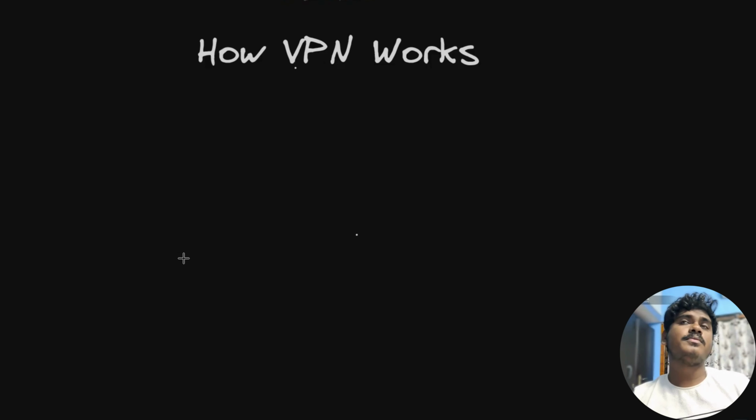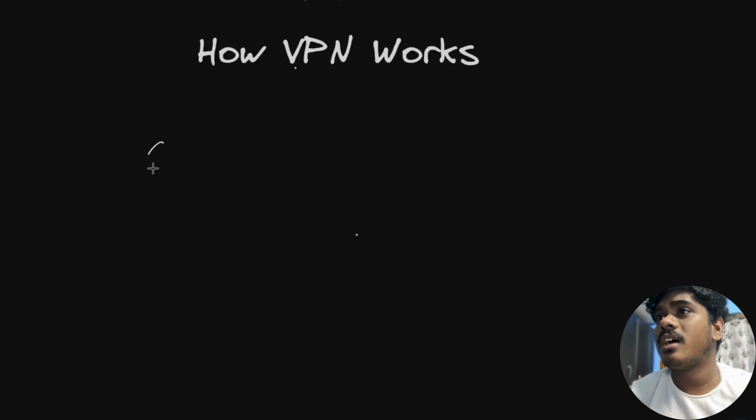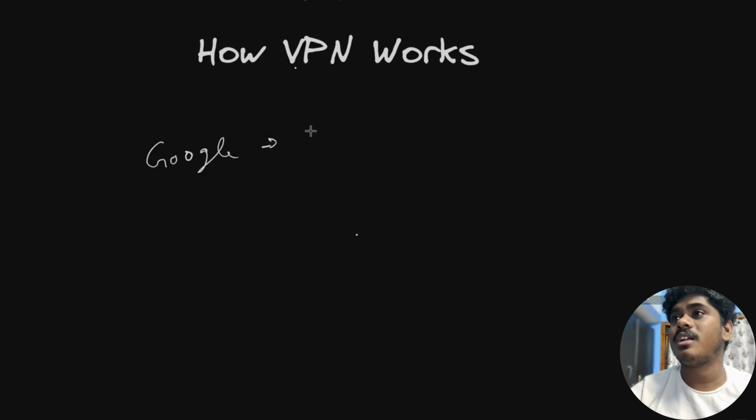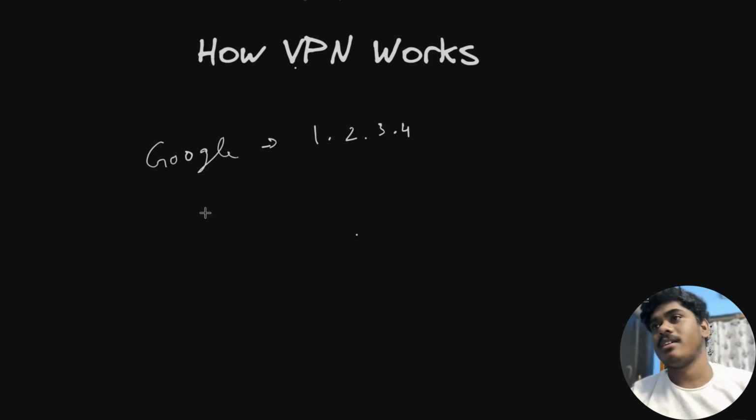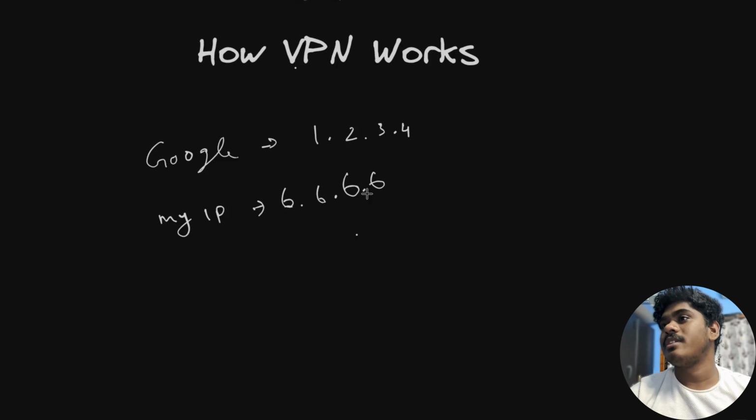All right, so let's think like this. If you're going to connect to Google, Google has its own IP address, right? I can put a simple one, like 1.2.3.4. And let's assume my source IP is 6.6.6.6. This is really your public router IP, and it is not your private laptop IP.